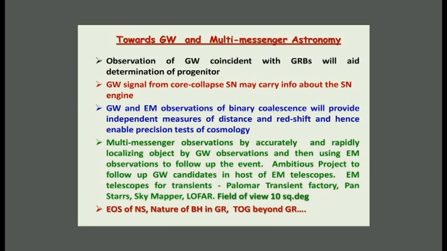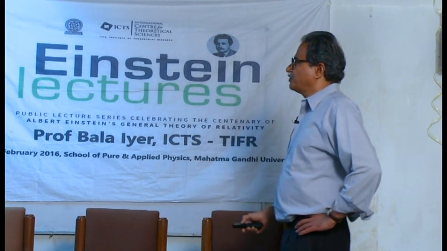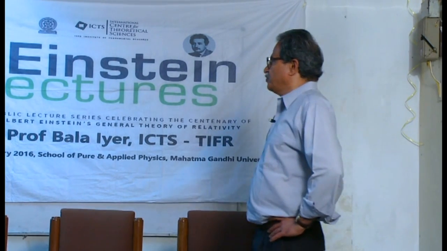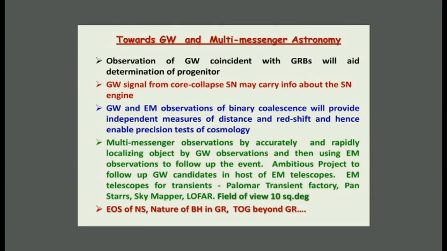Once gravity wave astronomy really starts, what kind of things will you be able to do which you cannot do today? For example, suppose you observe gravitational wave which is coincident with gamma ray bursts. It will tell us that short gamma ray bursts are really happening because a neutron star is coalescing. If you can find gravity wave signal from a supernova, it will say something about what is happening in the core of a supernova. What is the engine which is driving the supernova? When you start doing joint observations in gravitational waves and electromagnetism, we will be able to have independent measures of distance and redshift.